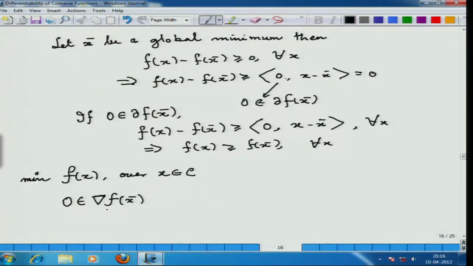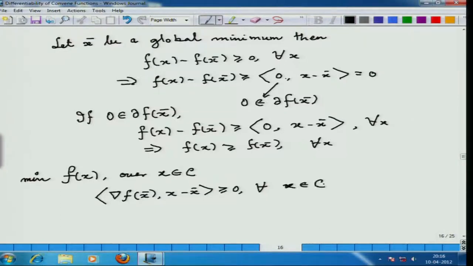So, the optimality condition that we know is that if f is differentiable, then x bar is optimal if and only if the inner product of grad f(x bar) with x minus x bar is greater than or equal to 0 for all x in C. Now, the question is, if it is not differentiable, how do I replace it with the subgradient?